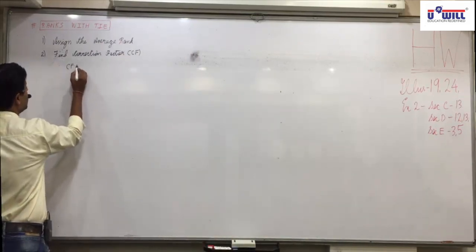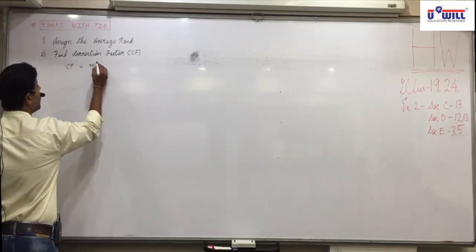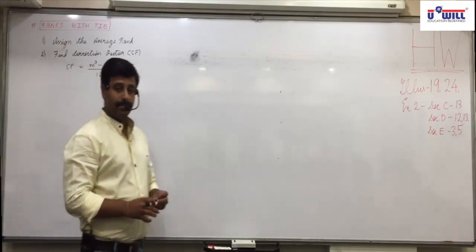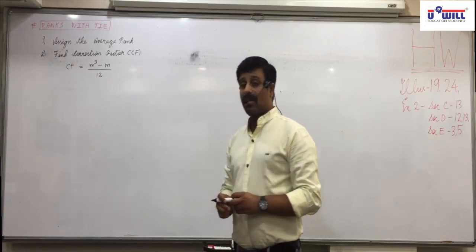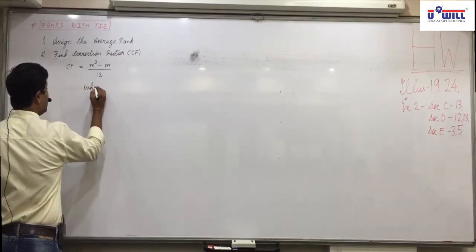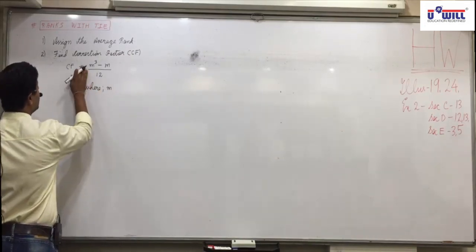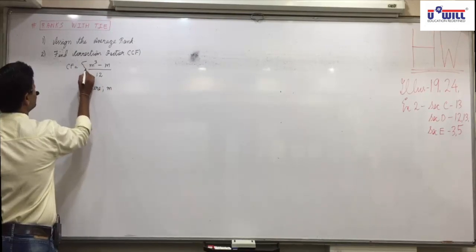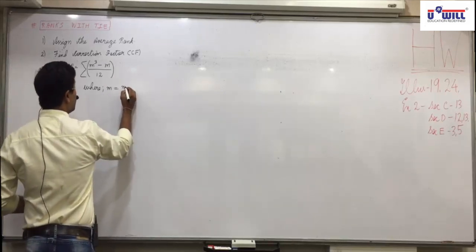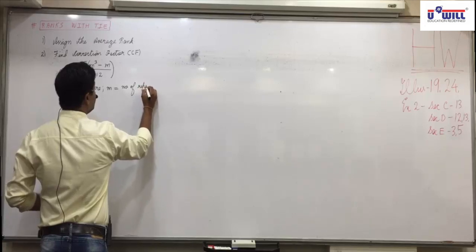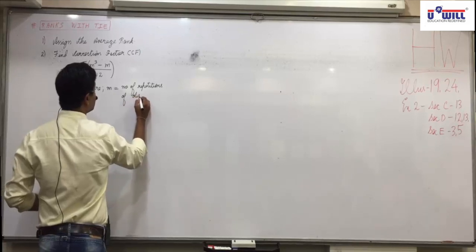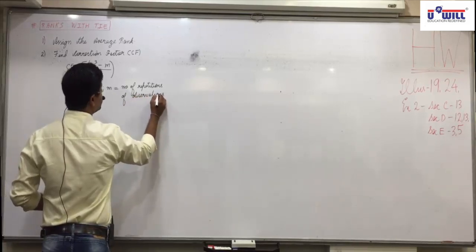How do you find the correction factor? M cube minus M divided by 12. What is the formula of correction factor? In fact, correction factor is sigma M cube minus M upon 12, where M is equal to the number of repetitions of observations in a tie.